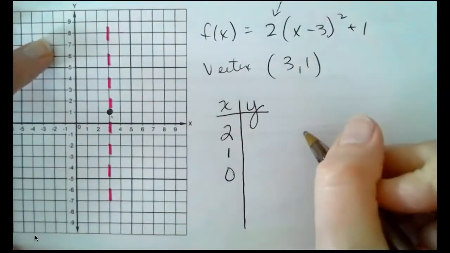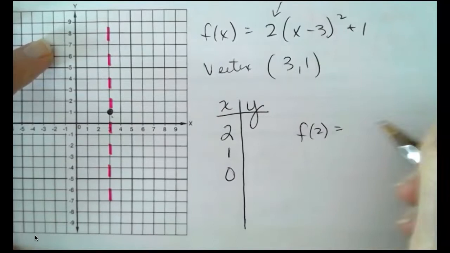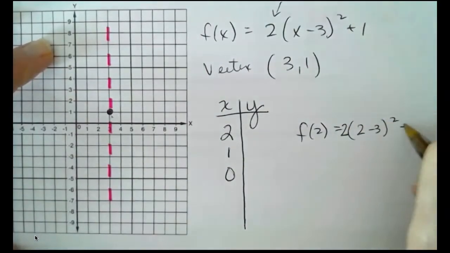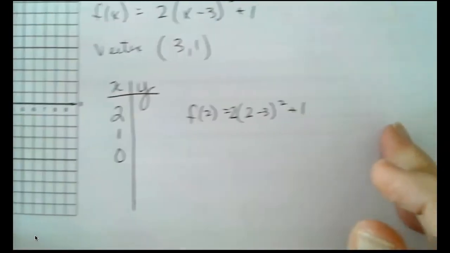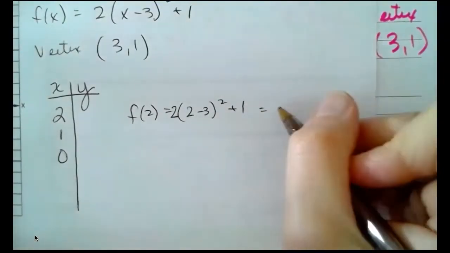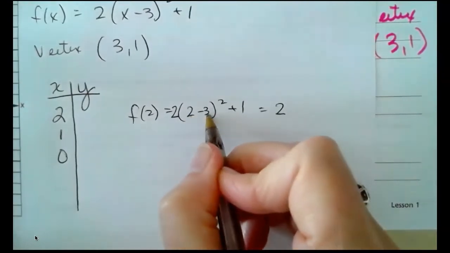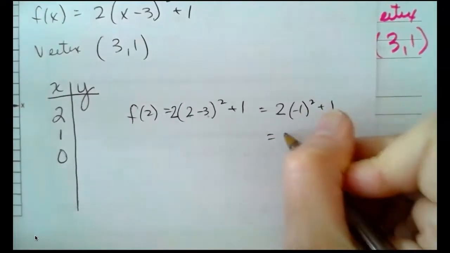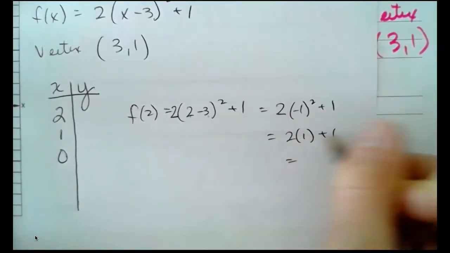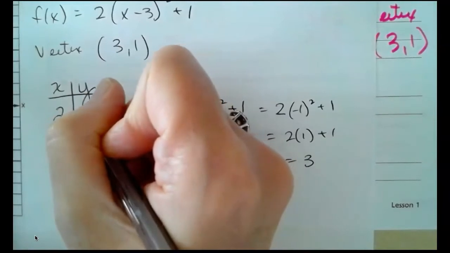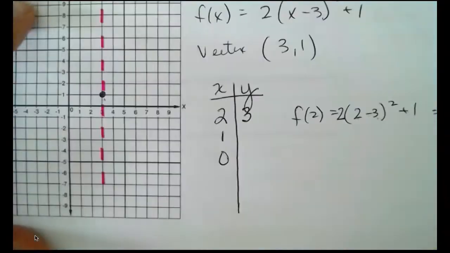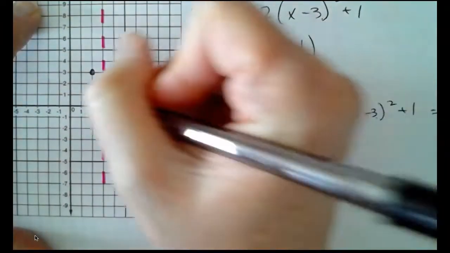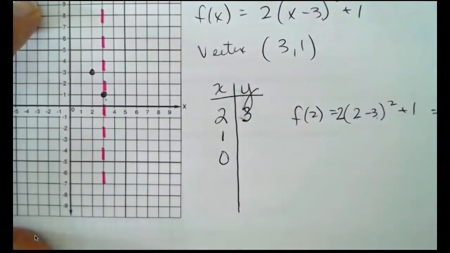Let's plug in the 2. So f of 2 equals 2 times (2 minus 3) squared plus 1. Follow order of operations here, and let's simplify this. 2 minus 3 is negative 1. Negative 1 squared is 1, so 2 times 1 plus 1, that is 2 plus 1, that is 3. So when x is 2, y is 3. So over 2, up 3. We're already seeing how this parabola is going to be tall and skinny.